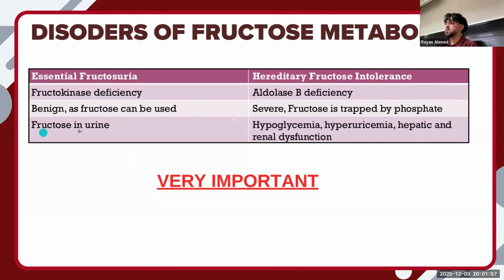But just remember, fructose in urine for essential fructosuria, and hyperuricemia and hypoglycemia for hereditary fructose intolerance. And remember the enzyme deficiency. Okay.